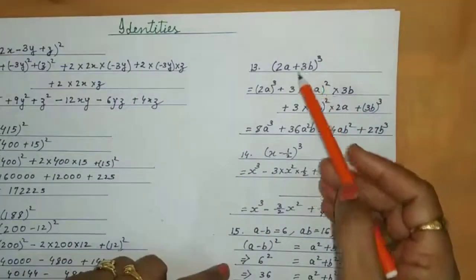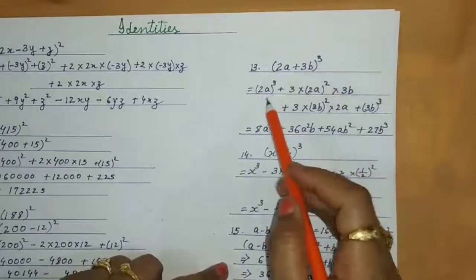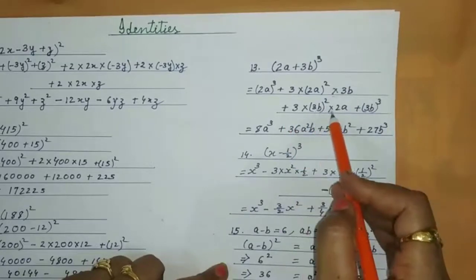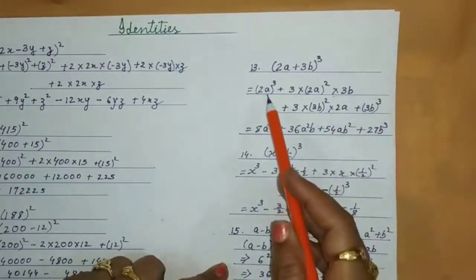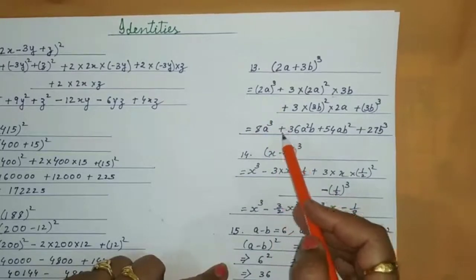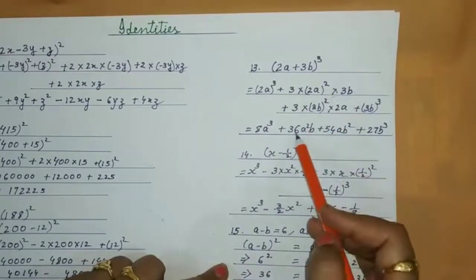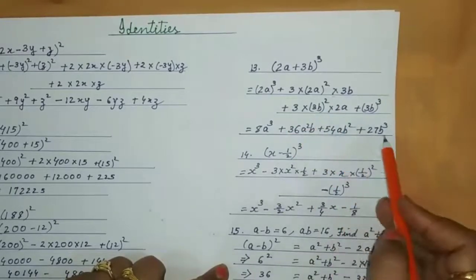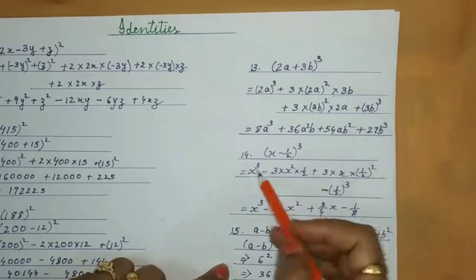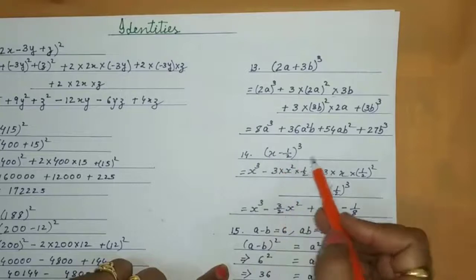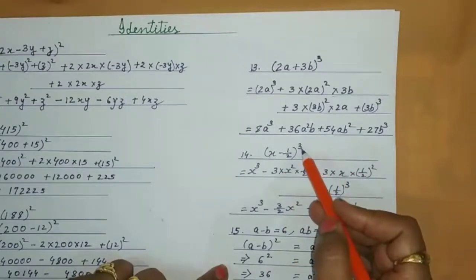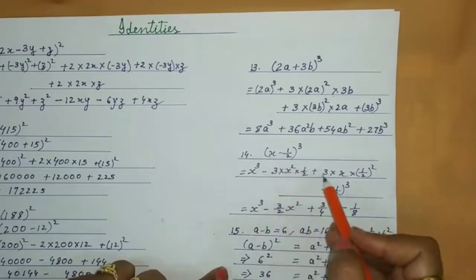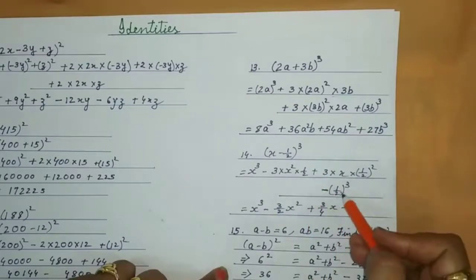Question number 13. (2a + 3b)³, that is a³ + 3a²b + 3b²a + b³, and we get 8a³ + 4 into 9, 36a²b + 9 into 6, 54ab² + 27b³. Number 14, (x - 1/2)³. So we substitute a³ - 3a²b + 3ab² - b³.